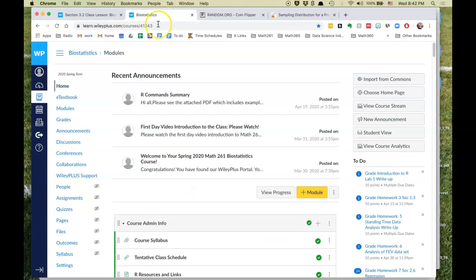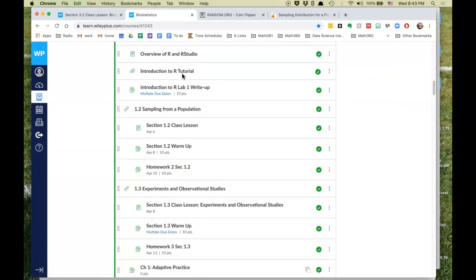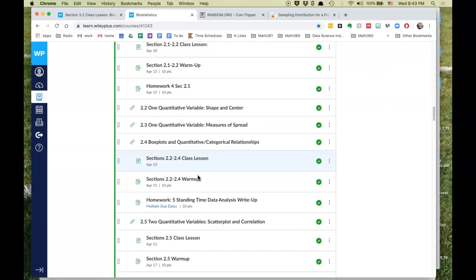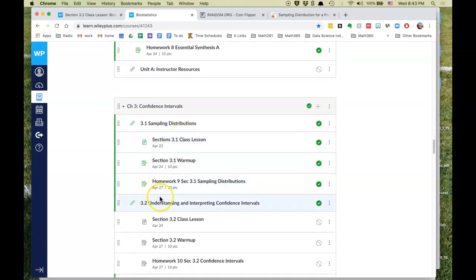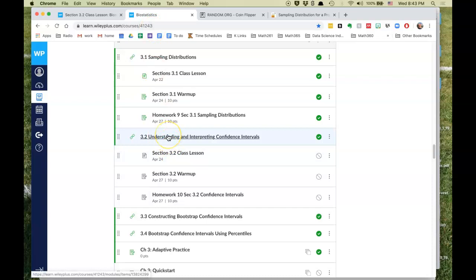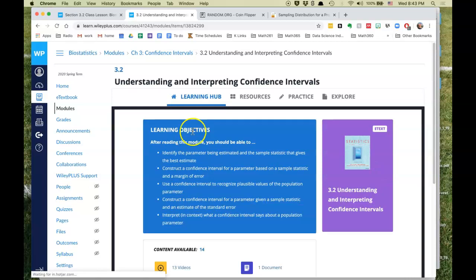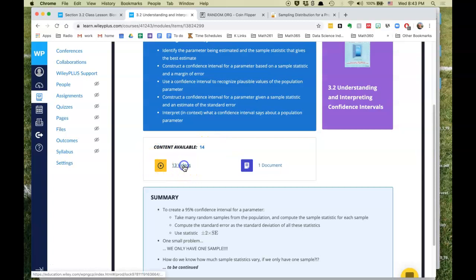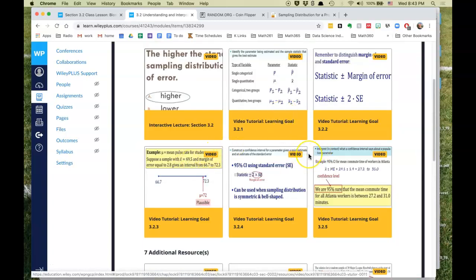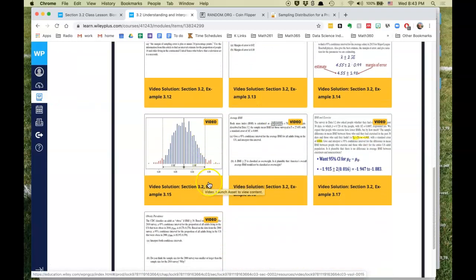So I want to look at one thing on the Wiley Plus before I get into this. I'll do a video lesson and some examples. But I wanted you to recall that if you go to section 3.1, or in this case 3.2, understanding and interpreting confidence intervals, you can click through and get to this learning hub once again. Now if you click on the videos there, you'll see some video tutorials of specific learning goals and some of the examples in this section. So those are really helpful and detailed.